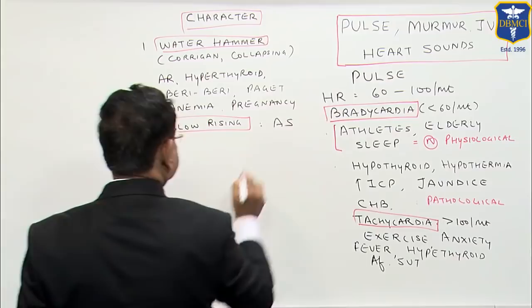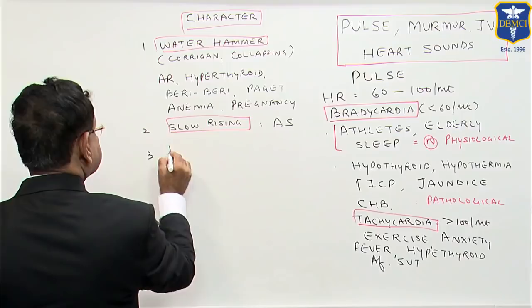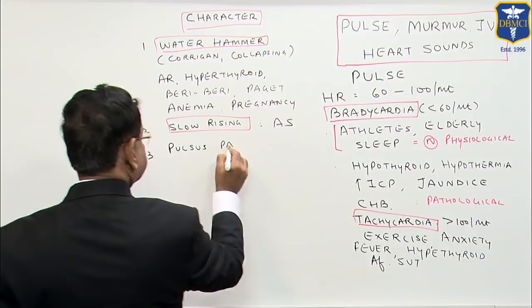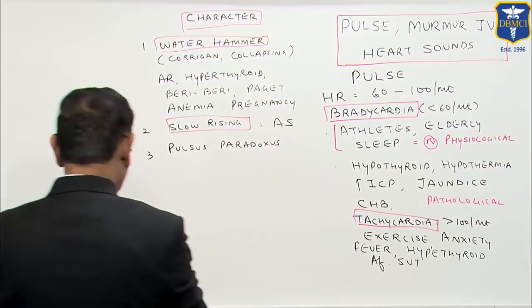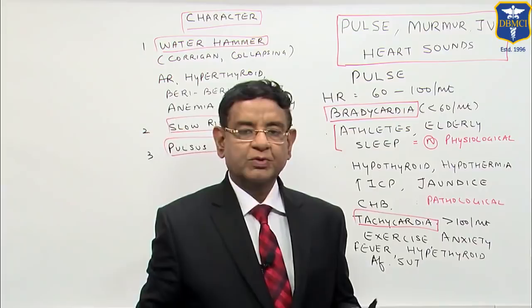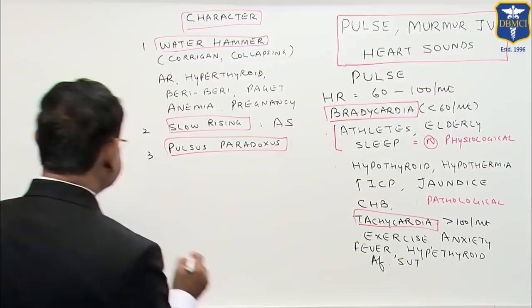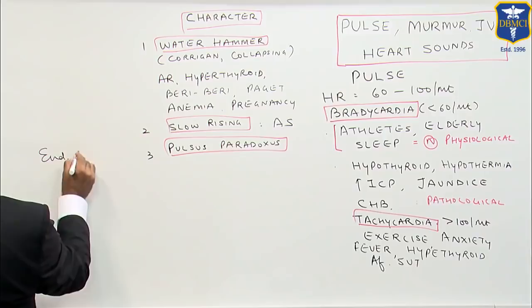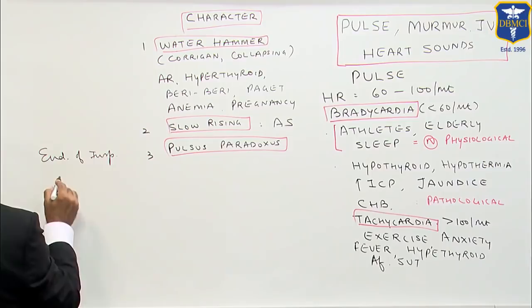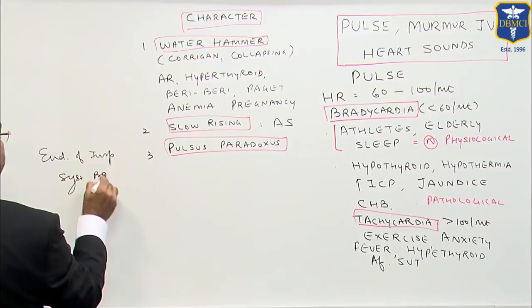We talk about pulsus paradoxus. So, before I talk about the pulsus paradoxus, let me explain to you what exactly is the pulsus paradoxus. In this, when the patient is having normal breathing, at the end of inspiration, the systolic BP falls more than 10 millimeter of mercury.